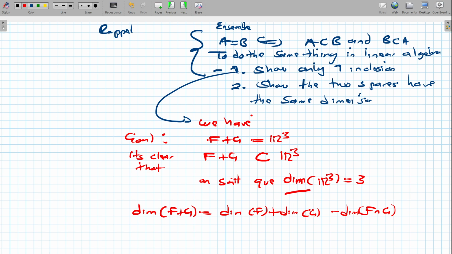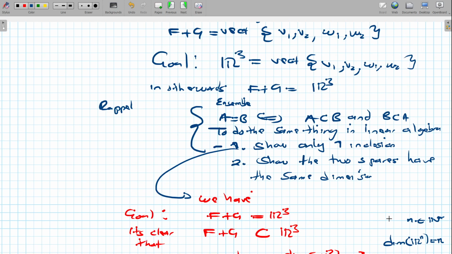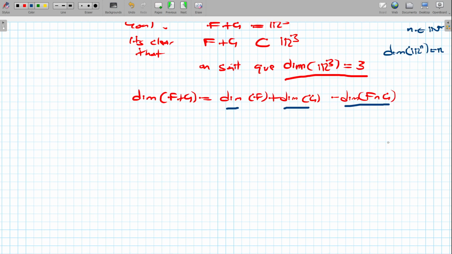Here on sait que the dimension of R3 is equal to 3. En général, the dimension of Rn is equal to n, like so. Avec n, un entier that is différent de 0. Okay? So here we know the dimension of F because we calculated a base of F. We also know the dimension of G, but then we don't know the dimension of what? The dimension of F intersection G. So let's find the dimension of F intersection G.